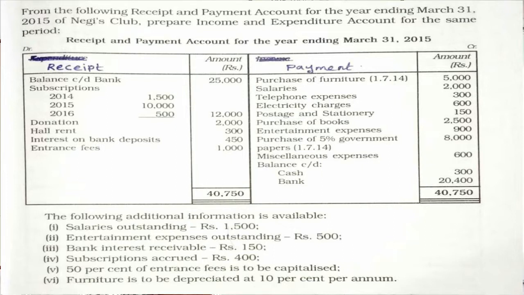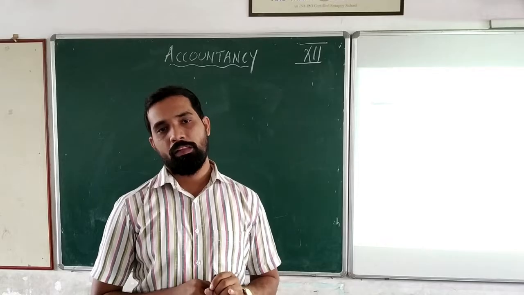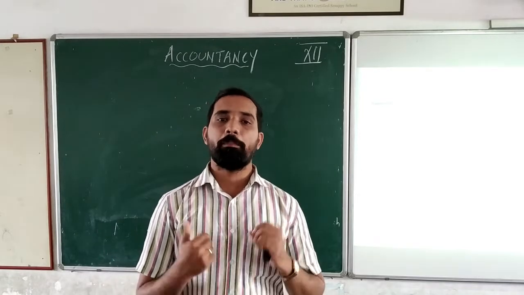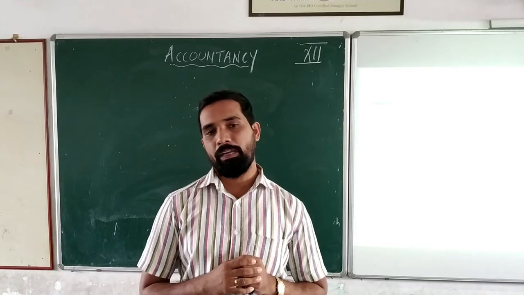Then entertainment expenses outstanding, rupees 500. Then bank interest receivable, rupees 150. Then subscription accrued, rupees 400. Then 50% of entrance fees is to be capitalized. The last adjustment: furniture is to be depreciated at 10% per annum. These are the additional information. On the basis of this, we can prepare the income and expenditure account.